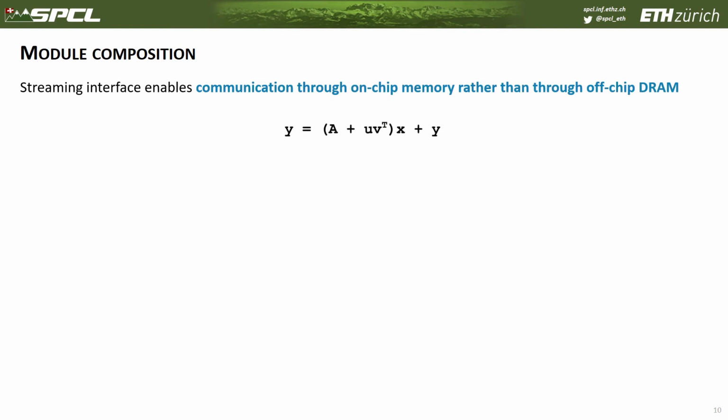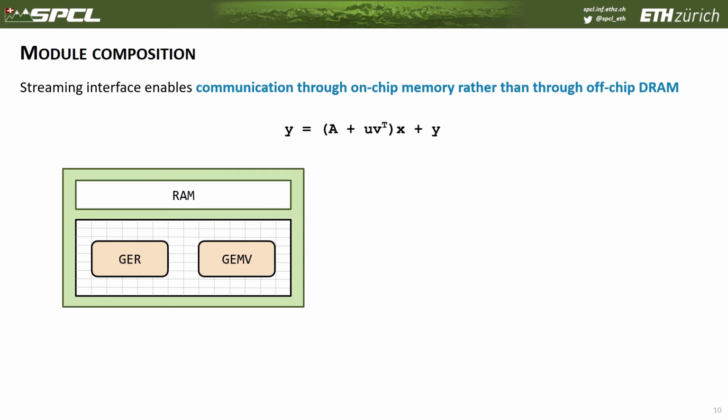Suppose that we want to compute the following results. Here A is an n by n matrix and u, v, x, and y are vectors of n elements. Now to compute this we need two BLAS calls, one for the outer product, which is computed by GER, and the other one for the matrix vector multiplication.